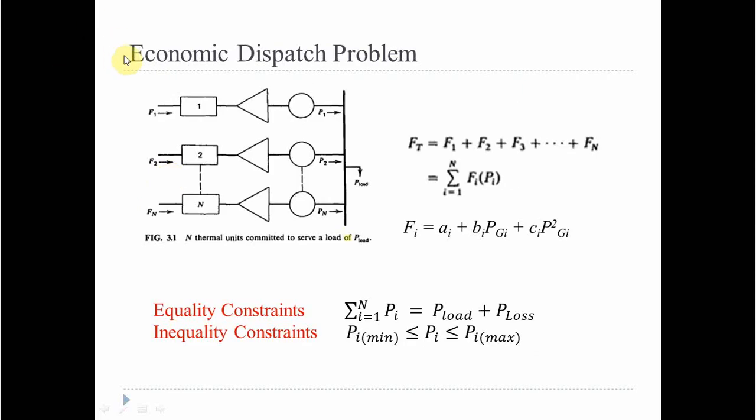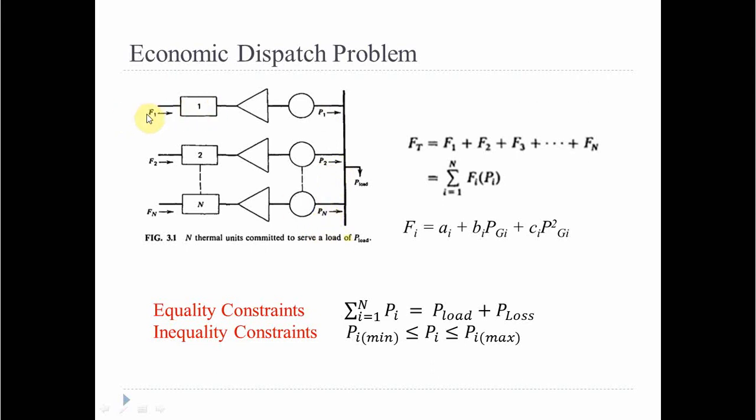Now next, the economic dispatch problem. So here we will study the problem formulation of economic dispatch. We'll consider n generating thermal units. So there are n thermal units, and these n thermal units are connected to a bus bar which will supply the load. Now each of these thermal units will have a power output P1, P2, so on till Pn.